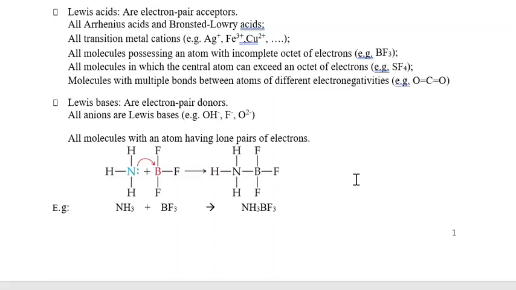Now, Lewis bases are electron pair donors. So all anions, like the hydroxide ion, the fluoride ion, the oxide ion, are going to be donors, because they have available non-bonding pairs of electrons that could be used to form a bond.